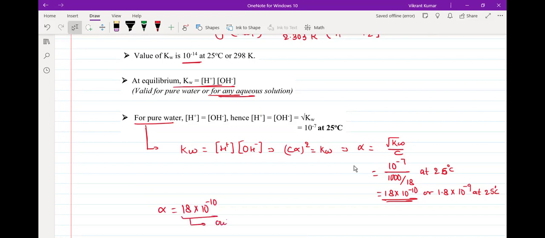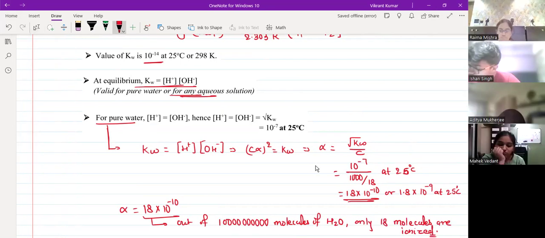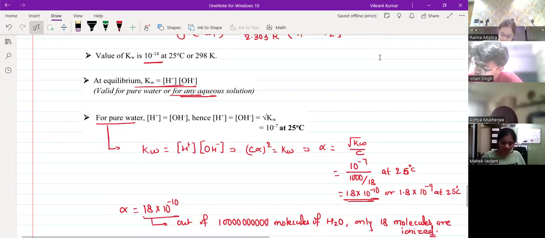It means out of these many molecules, only 18 molecules are ionized. Is it okay? Any doubt? So we can practically ignore H plus or OH minus coming from water. And is it okay? Any doubt up to this point?